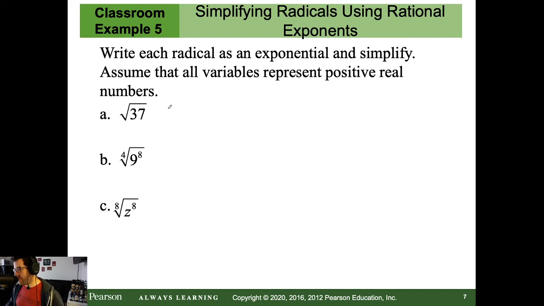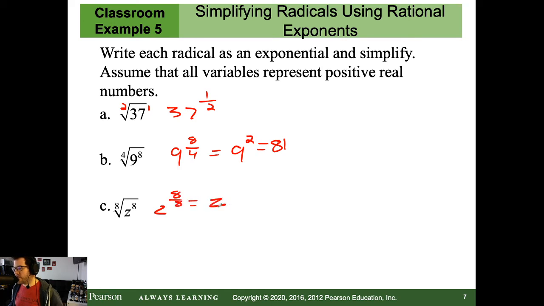Back from pause. Okay, so this is 3 to the 1/2 power. Remember, there's technically a 1 there, technically a 2 there. This is 9 to the 8 over 4 power, which is really 8 over 4. I think that's just 2, right? So this is 81. And then this is interesting. You get z to the 8 over 8. Well, it's 8 over 8. I think that's just 1, so I think that answer is just z.